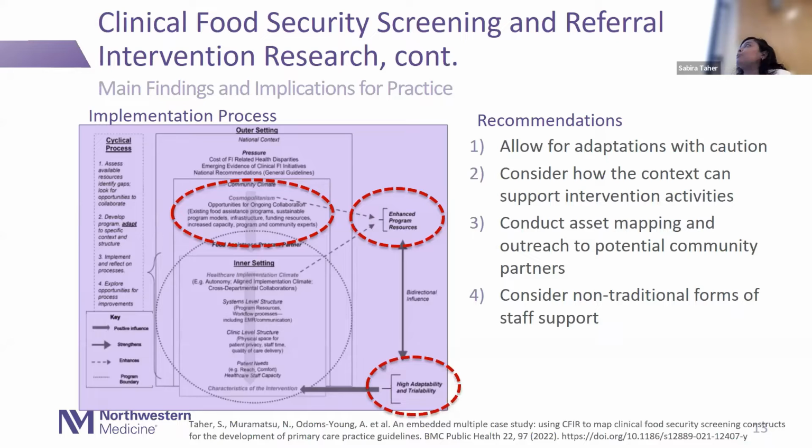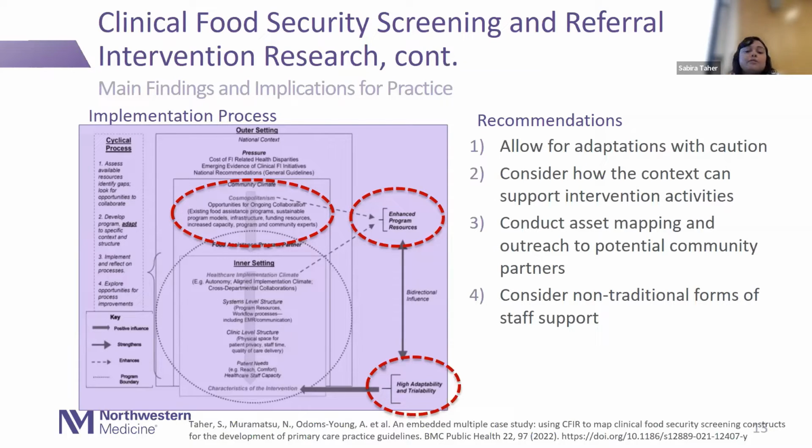This aligns with the previous point, but if you don't understand what's going on in the local landscape, how are you going to be able to refer people to resources who live in that community? So really understanding what's going on around you.